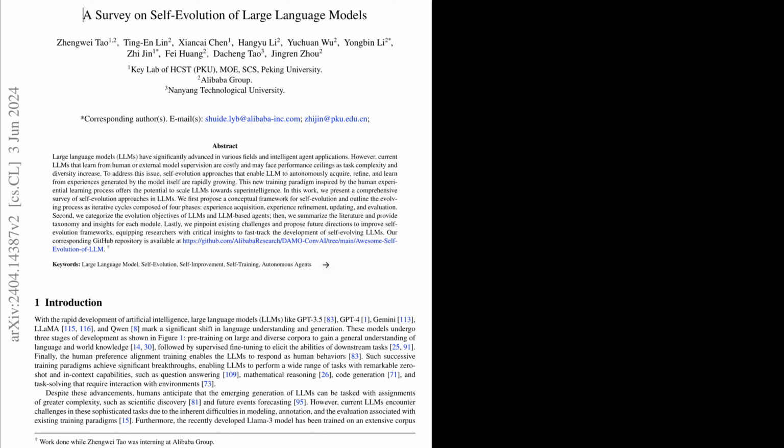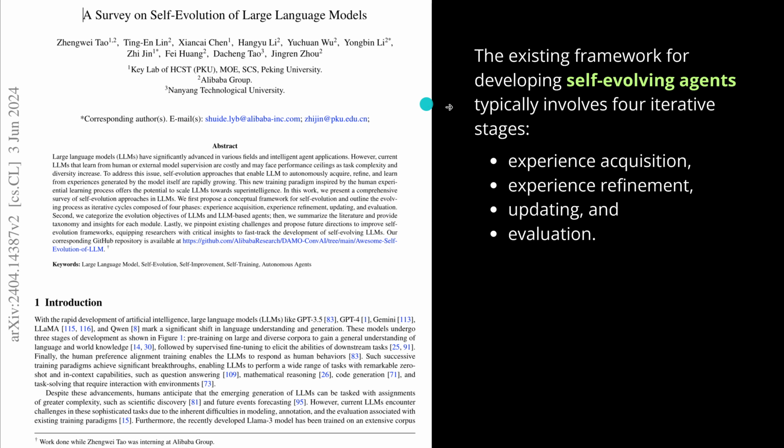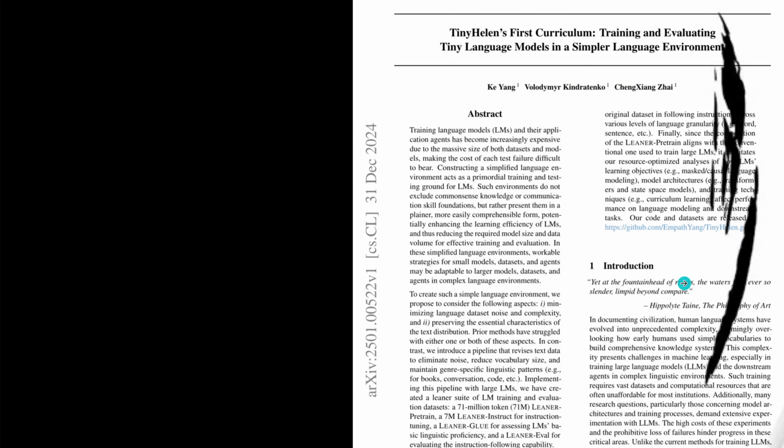Yes, I know not a lot of other YouTubers do this, they follow rather abstraction and present you only single papers, but I like to go cross-discipline, and let's explore this. So what they do here is, they say, hey, the classical framework for developing your self-evolving agents in AI typically has 4 stages: the experience acquisition, the experience refinement, the updating, and the evaluation.